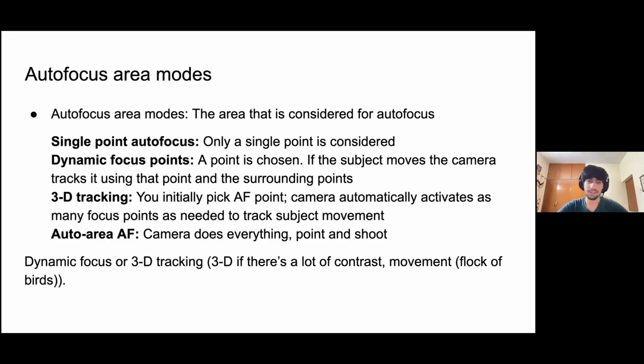And time is of the essence in wildlife photography because animals keep moving around. So if you're trying to wrestle your camera and get it to focus on what you want, it might just move away and you'll lose a shot. So you would prefer to go with dynamic or 3D tracking focus point area modes. So that will be most useful for wildlife photography.